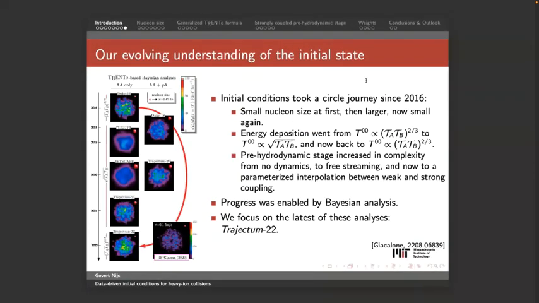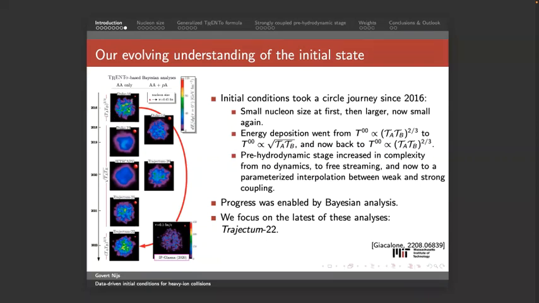Yeah, so I've reached the summary of what I'm going to be talking about. This is, in my opinion, a very nice plot that Giuliano made after Quark Matter, showing our history, sort of an initial state history, which shows our evolving understanding of the initial state, and it's interesting that it looks like the initial state took sort of a circle journey, as he calls it.